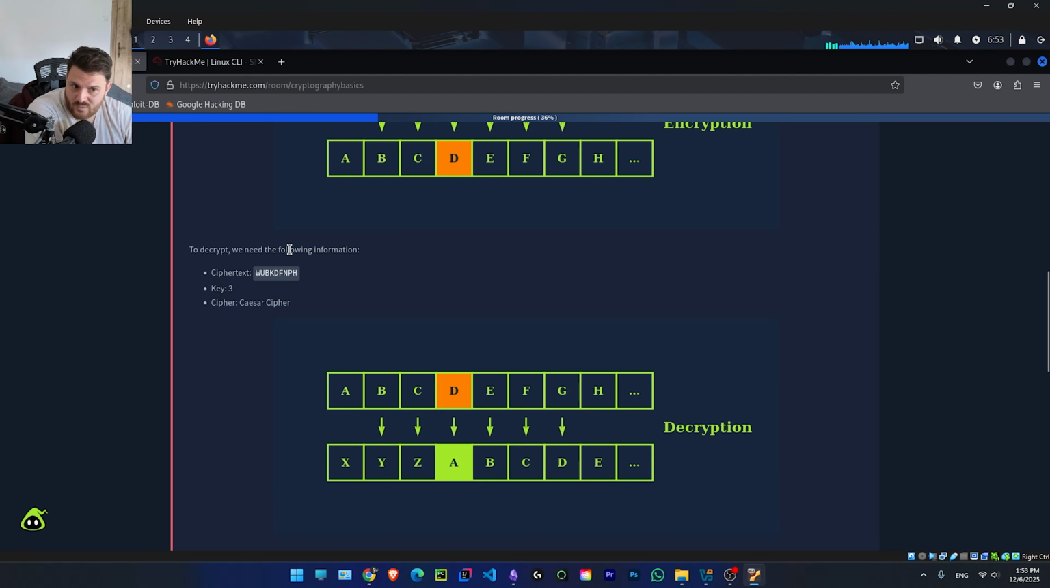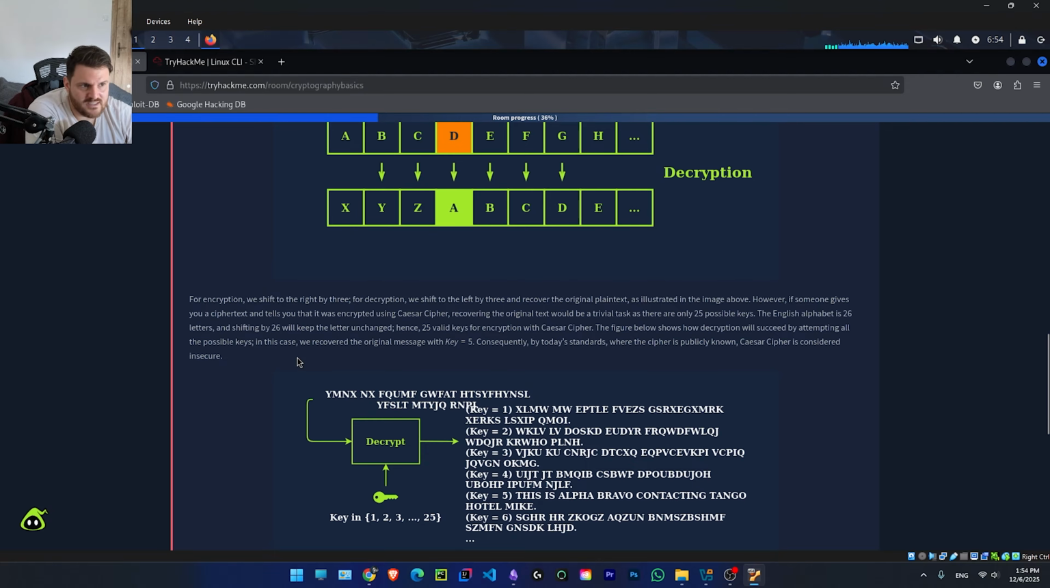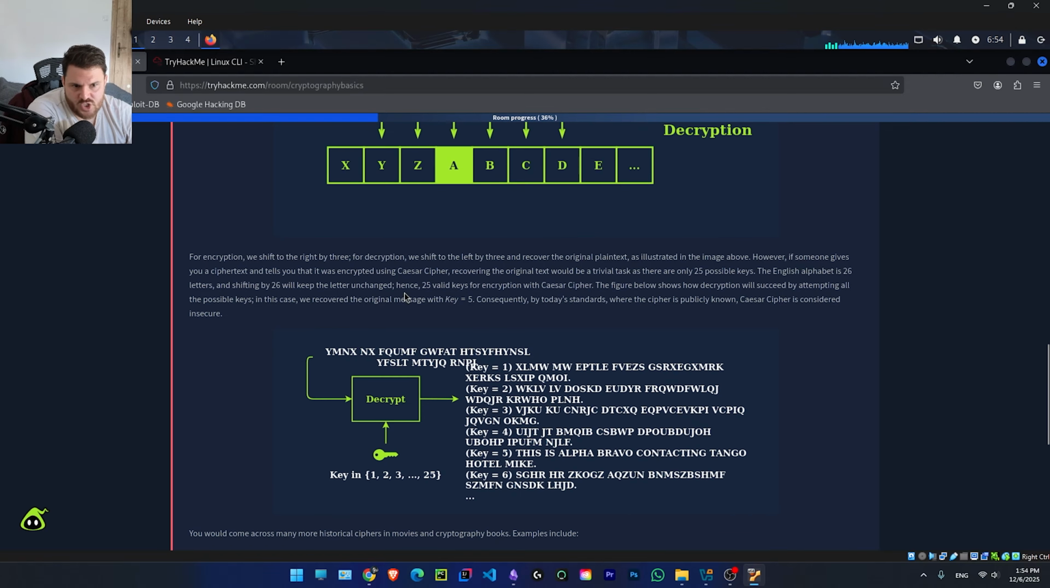To decrypt, we need the following: we have the ciphertext, we have the key number 3, and then we need our algorithm, which is Caesar. For encryption, we shift to the right by 3. For decryption, we shift to the left by 3 and recover the original plain text, as illustrated in the image below.